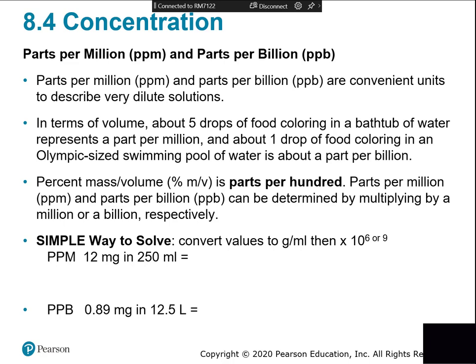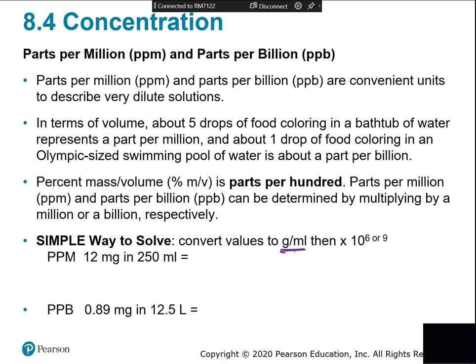Okay, so parts per million, by definition, is just how many parts you have compared to a million parts as the whole, versus 100 or even a liter. So we're talking about a large volume and a very small solute amount.